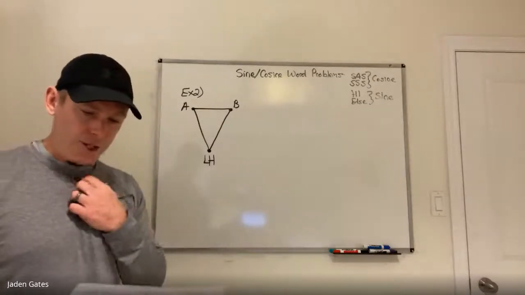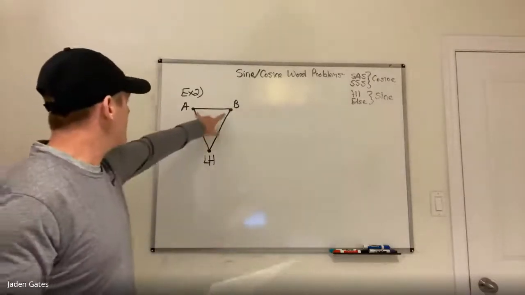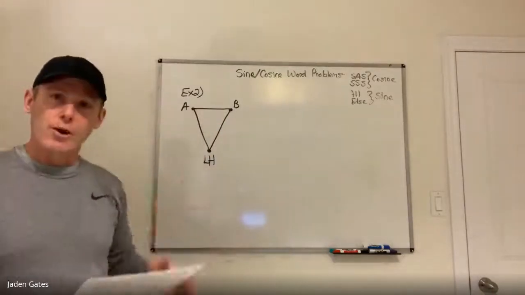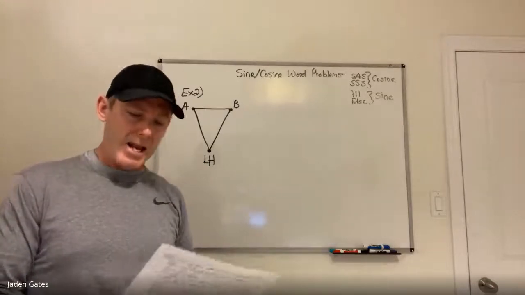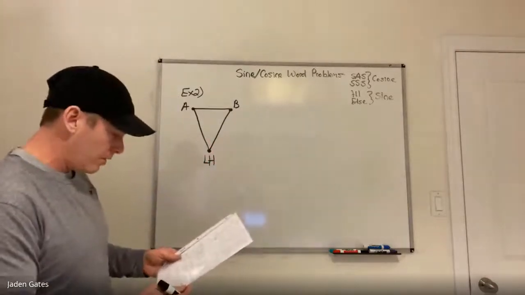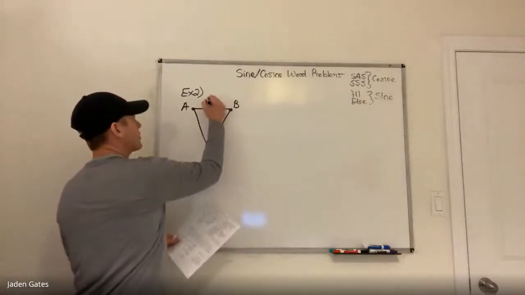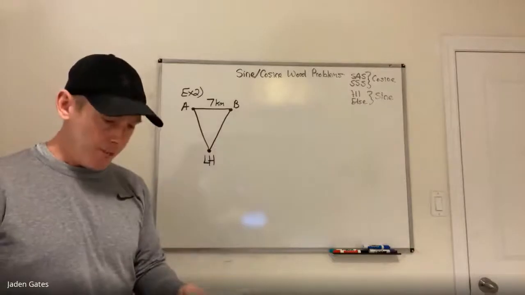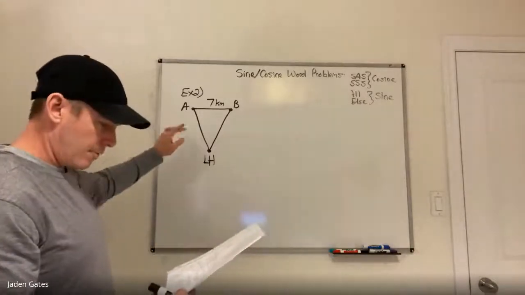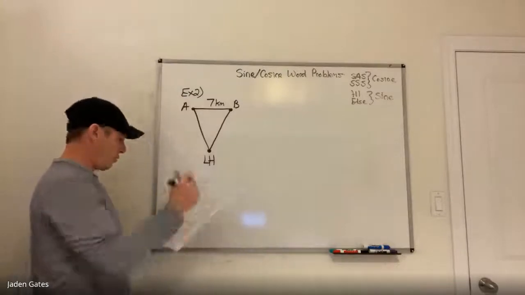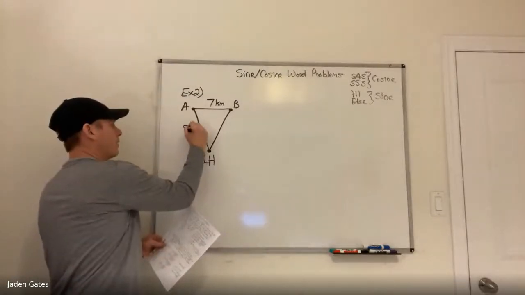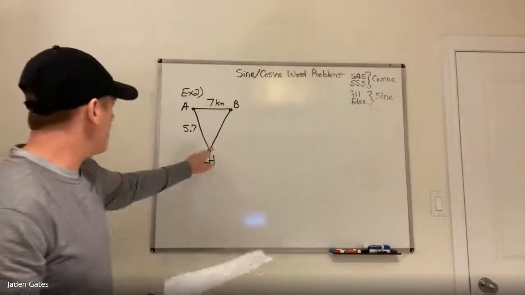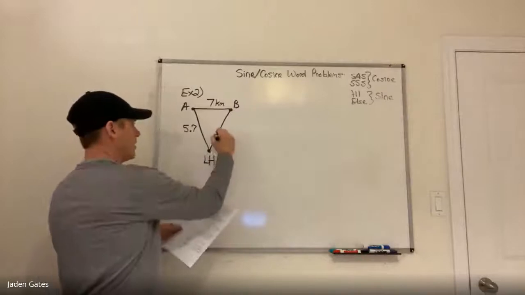A lighthouse is able to shine its light so the 2 boats, A and B, are just visible. Okay, got it, so I don't have to do anything. Second sentence, boat A and B are 7 kilometers apart. So I'm going to put 7 kilometers right here. The lighthouse is 5.7 kilometers from boat A, so I'm going to put a 5.7 here. And the lighthouse is also 6 kilometers from boat B. 6K here.